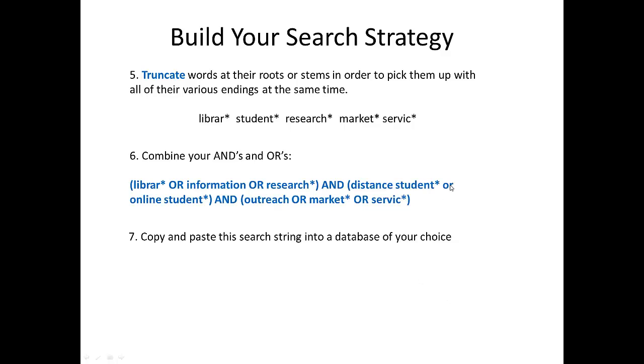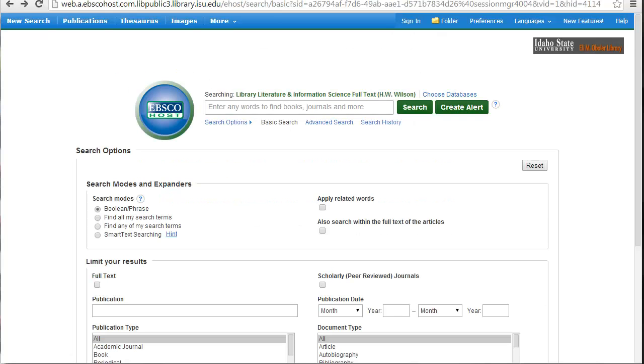Next, let's combine our ands and ors to create what we librarians call a search string. Remember, the ors need to be in parentheses, and then you put the and in between each concept. So we'll have my concept of libraries, so it's librarians, information, or research, with parentheses. Then I'm combining that with my second search term and all of its synonyms, and my third search term with all of its synonyms. Finally, you'll copy and paste this search string into a database of your choice.